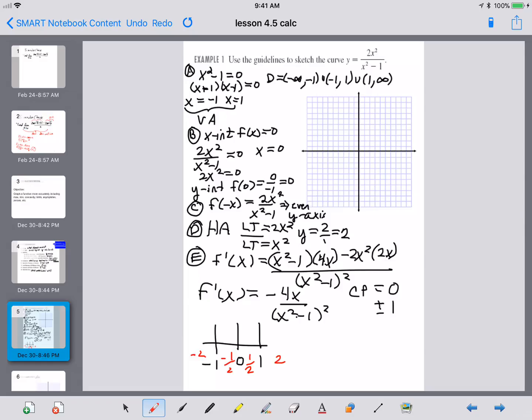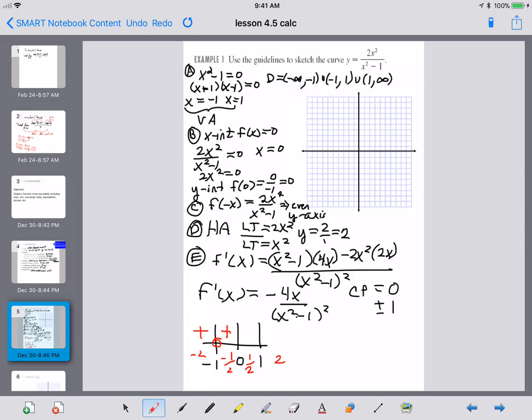If we plug in negative 2 into the top, it's going to be a positive. Into the bottom, it's always going to be a positive. A positive divided by a positive is a positive. If we plug negative 1/2 into the top, it's going to be a positive. If we plug in negative 1/2 in the bottom, it's always going to be a positive. A positive divided by a positive is still a positive.